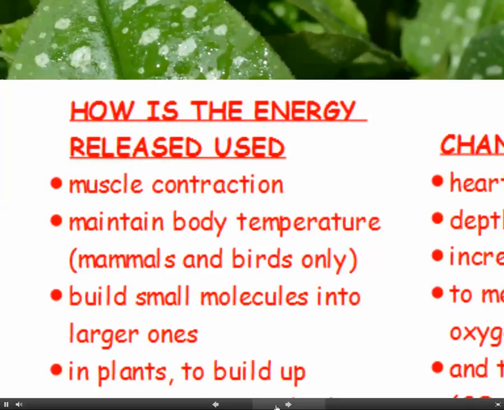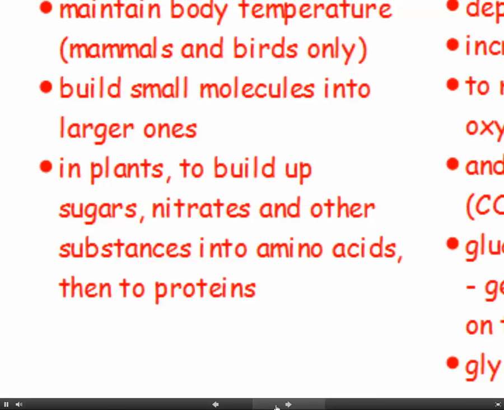Now the energy that's released in respiration is used in various ways. In animals, it's used to contract muscles. In mammals and birds, it's used to maintain a steady body temperature. And it's also used to build small molecules into larger molecules. And in plants, it's used to build up sugars, nitrates and other substances into amino acids, which are then joined together in a long chain to make proteins.